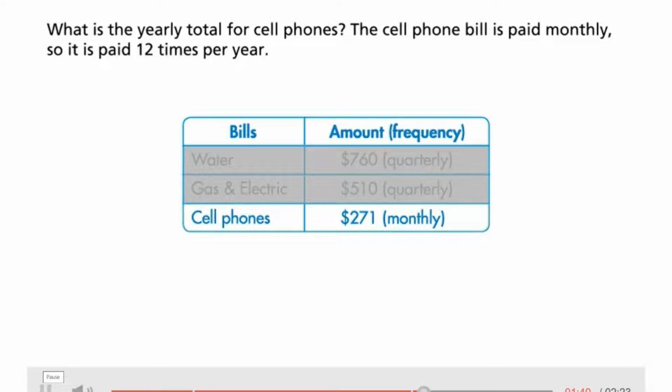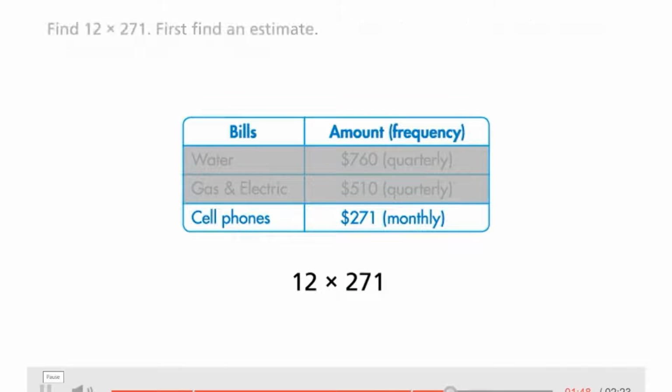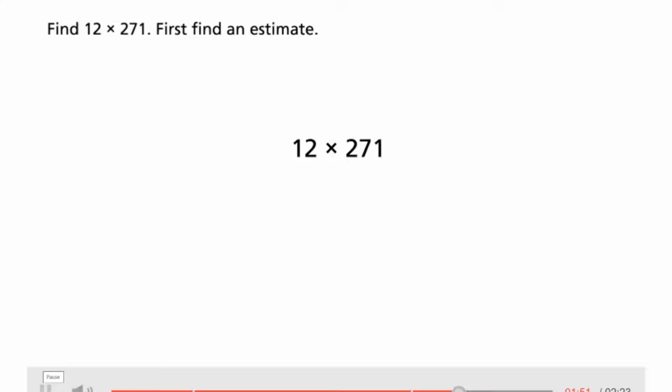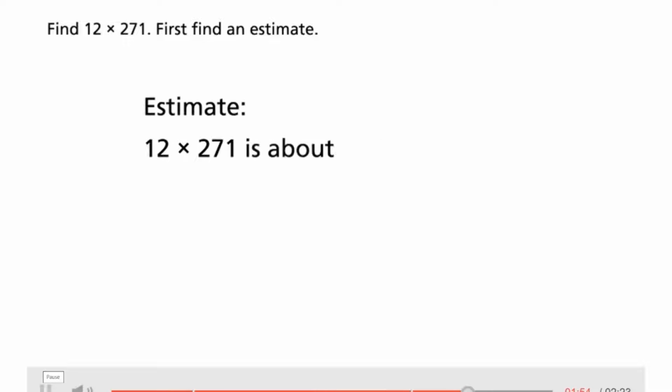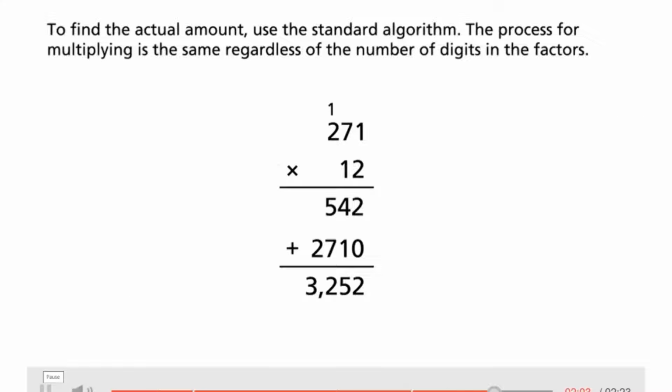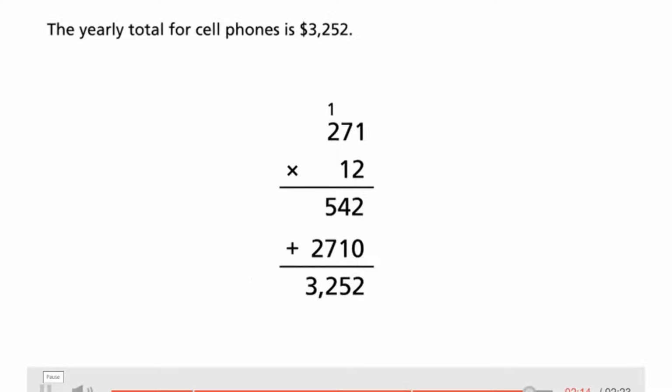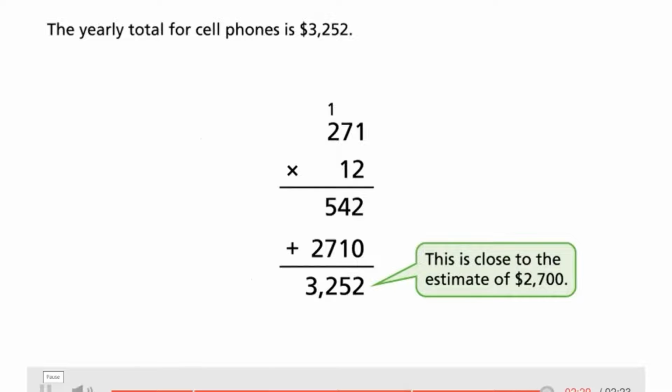What is the yearly total for cell phones? The cell phone bill is paid monthly, so it is paid 12 times per year. Find 12 times 271. First, find an estimate. 10 times 270 equals 2,700. To find the actual amount, use the standard algorithm. The process for multiplying is the same, regardless of the number of digits in the factors. The yearly total for cell phones is $3,252. This is close to the estimate of $2,700.